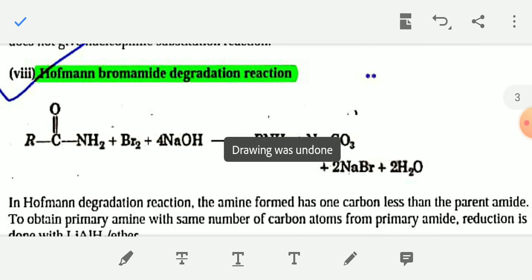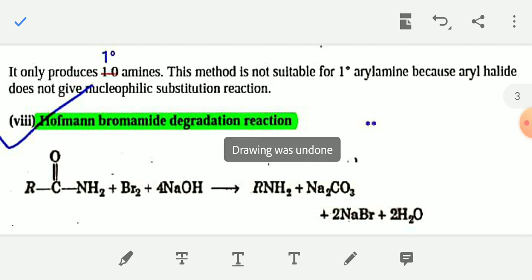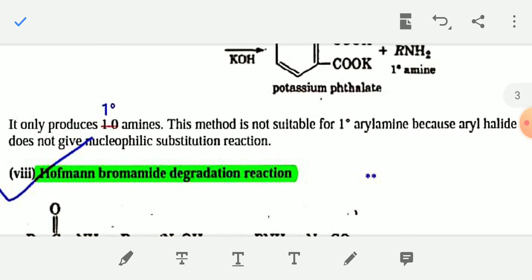One thing you have to remember is that during Gabriel phthalimide synthesis, only 1 degree aliphatic amine can be prepared, but aromatic amine, 1 degree aryl amine, cannot be prepared by this Gabriel phthalimide reaction. So you cannot prepare aniline using Gabriel phthalimide synthesis, but you can prepare methylamine, CH3NH2, and ethylamine, C2H5NH2, using the Gabriel phthalimide reaction.